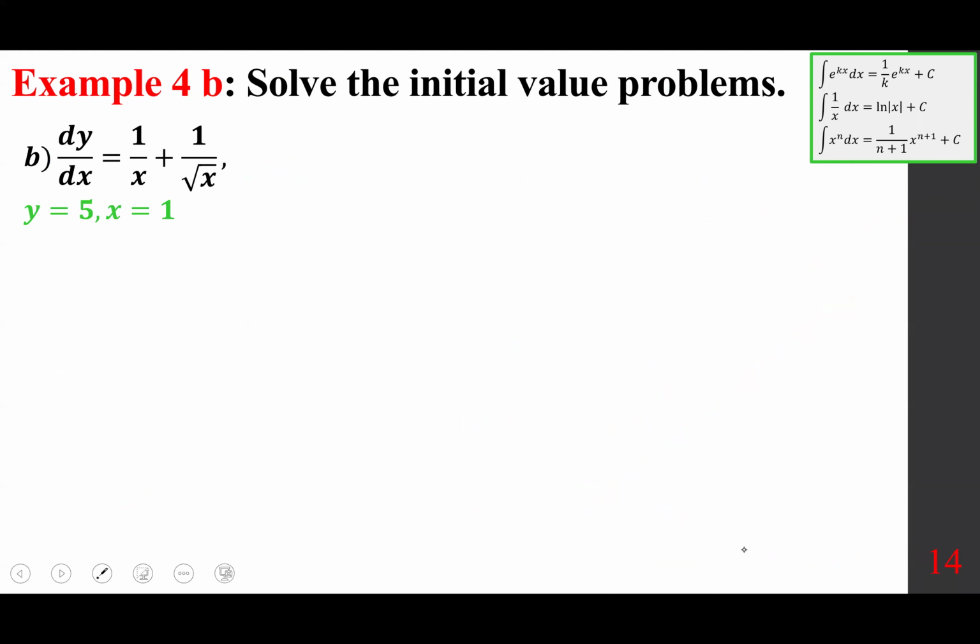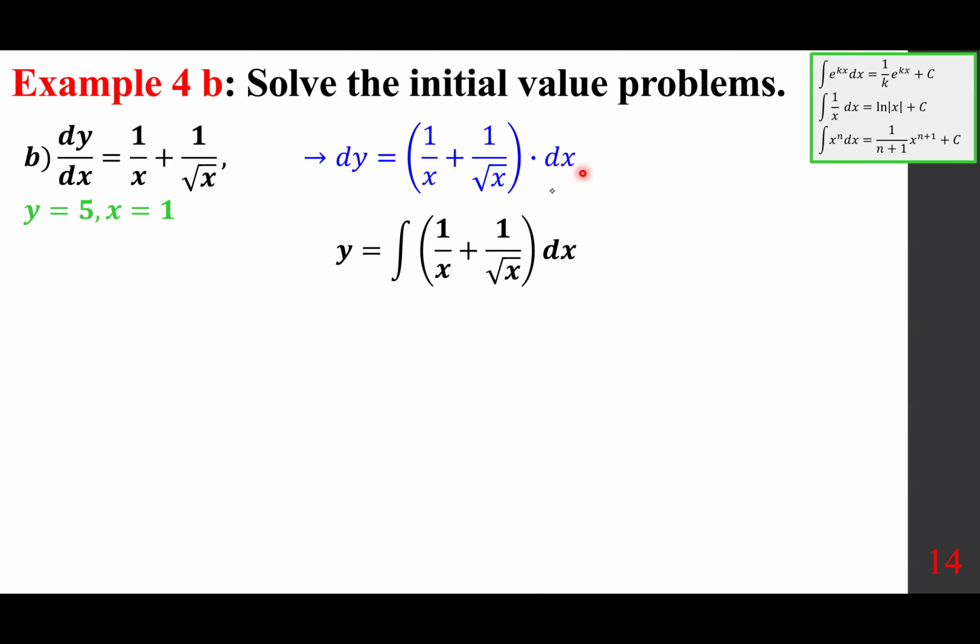Let's look at another example, everybody. This is also an initial value problem because we are dealing with a differential equation. One pair is given. So for now, we're going to ignore it. And dy means the right side times dx. And y is the integral of the right side. Remember, you need the dx. The integration doesn't mean anything without the dx or dt or d theta.